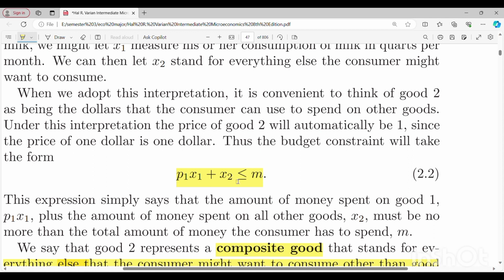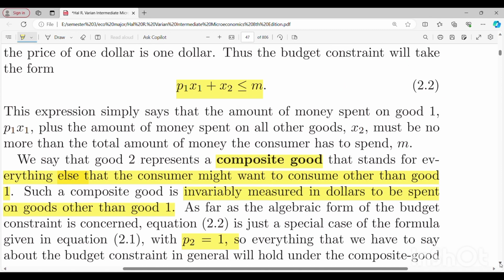In other words, not as all other goods other than X1, but as the money that the consumer is ready to spend on all other goods other than X1. So there is no need for P2 here, because P2 will automatically be 1, as X2 already denotes the money. So that is the composite good. A composite good is a good that stands for everything else the consumer might want to consume, other than good 1.